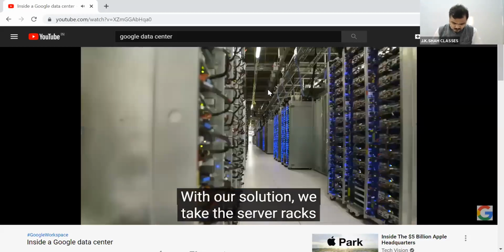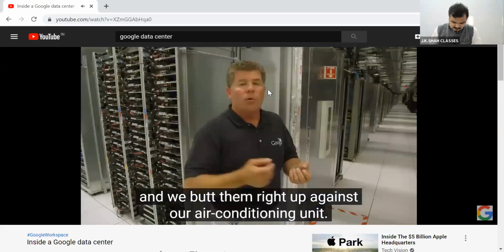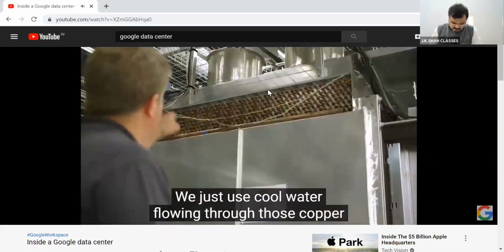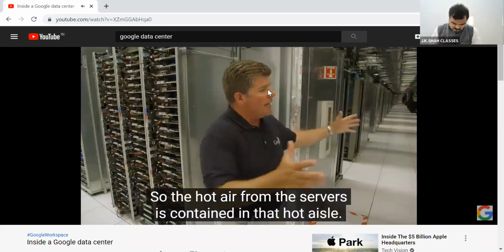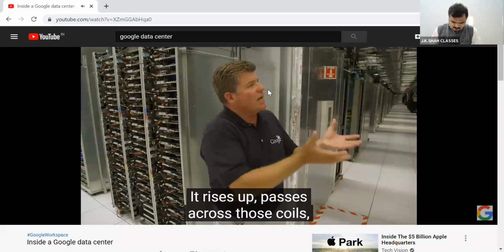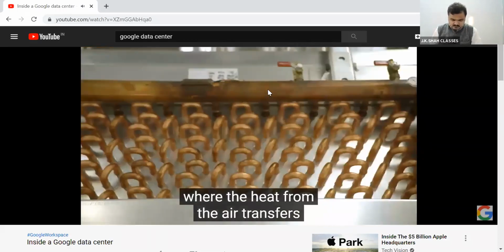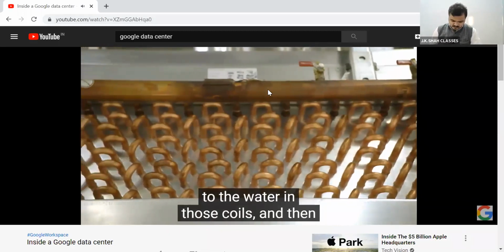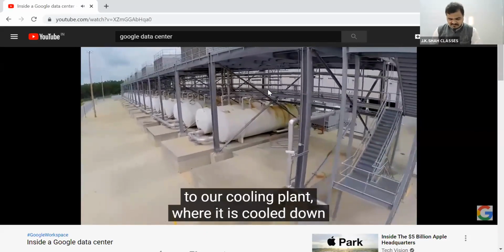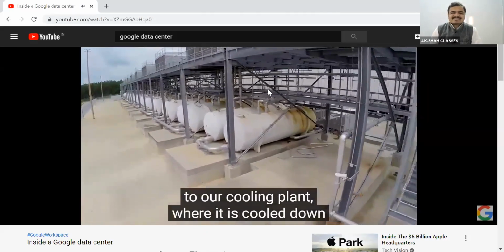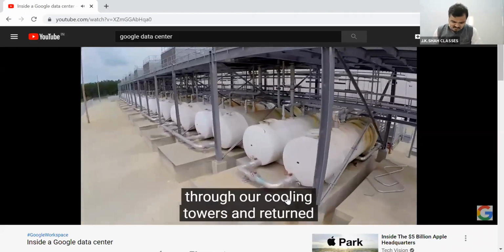In our solution, we take the server racks and we butt it right up against our air conditioning unit. We just use cool water flowing through those copper coils that you see there. So the hot air from the servers is contained in that hot aisle. It raises up, passes across those coils, where the heat from the air transfers to the water in those coils, and then that warm water is brought outside the data center to our cooling plant, where it is cooled down through our cooling towers and returned back to the data center, and that process just repeats over and over again.